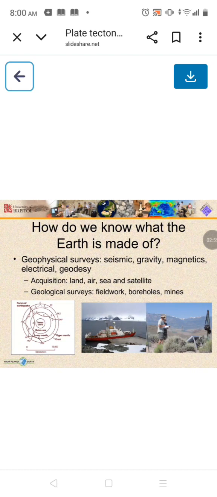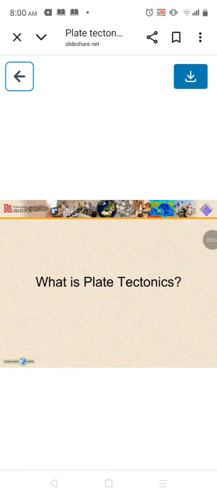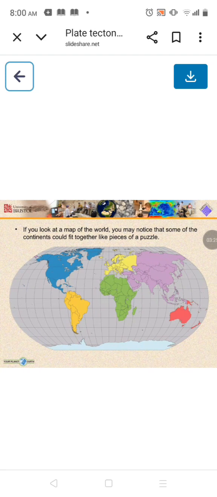Then how do we know what the earth is made up of? The earth is made up of land, sea, as I told you, there are three main layers: lithosphere, hydrosphere and atmosphere. So we know through geophysical surveys, seismic, gravity, magnetic, electrical and geodesy acquisition, land, air and sea satellite, geological surveys and field boreholes, mines, etc. So what is plate tectonics?